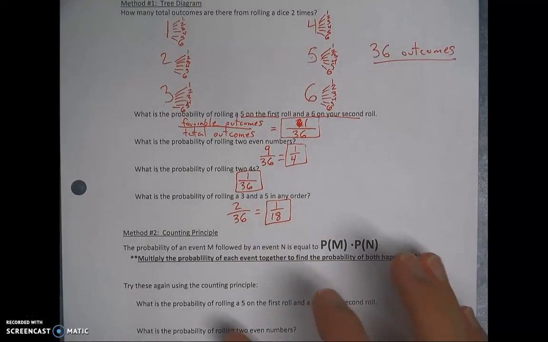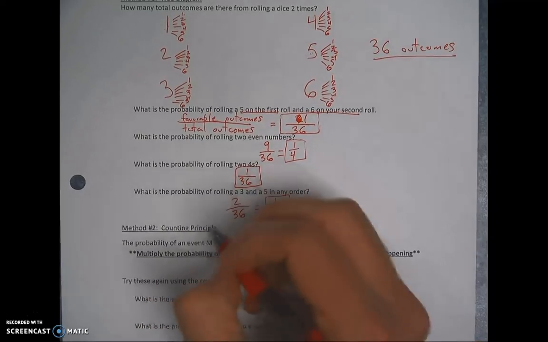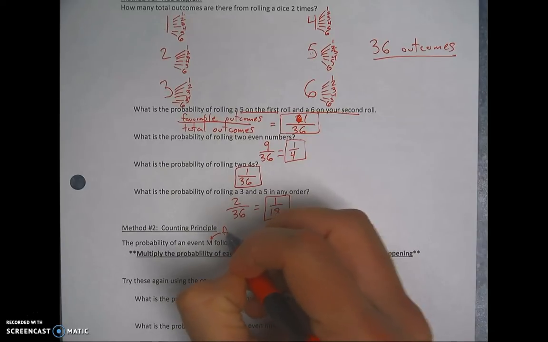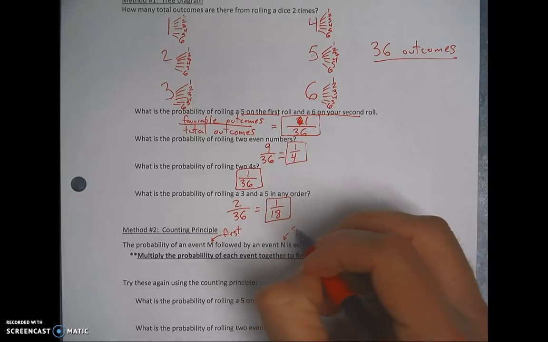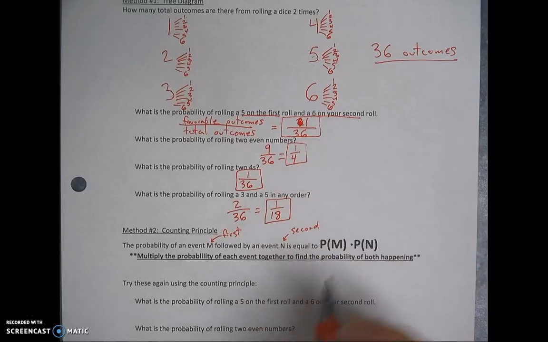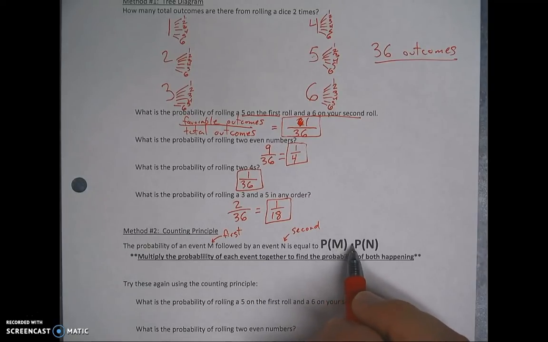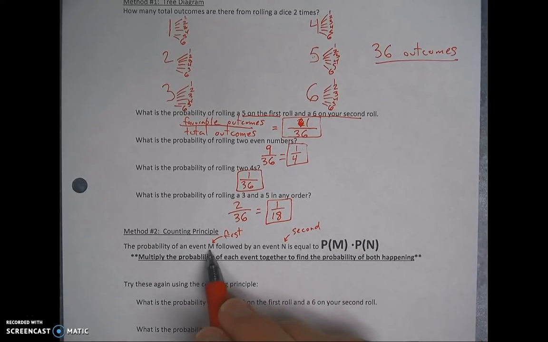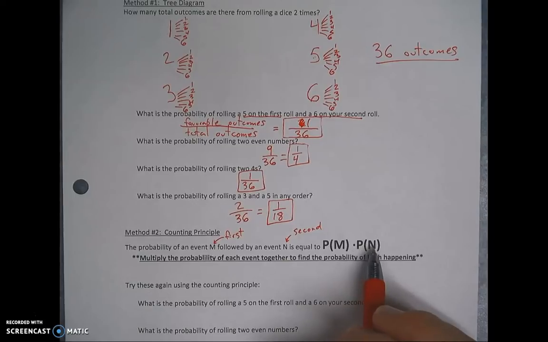So method number 2, the counting principle, says that the probability of an event M, which is just your first event, followed by an event N, your second event, is equal to the probability of your first times the probability of your second. M and N just represent the events. So the probability of the first event, whatever that is, times the probability of your second event.